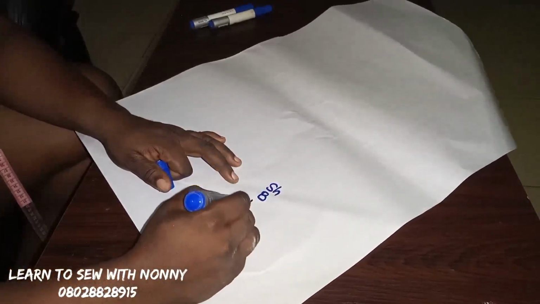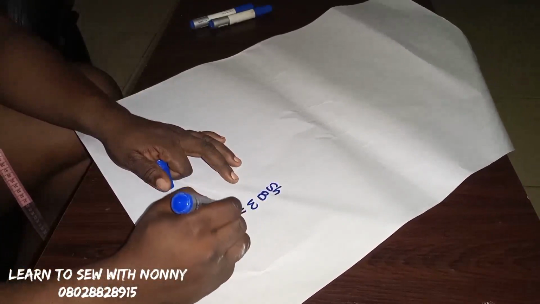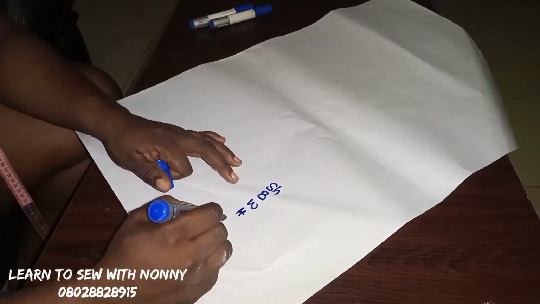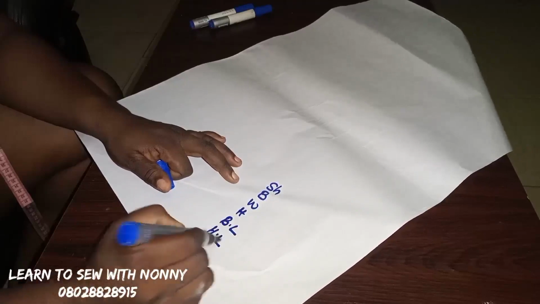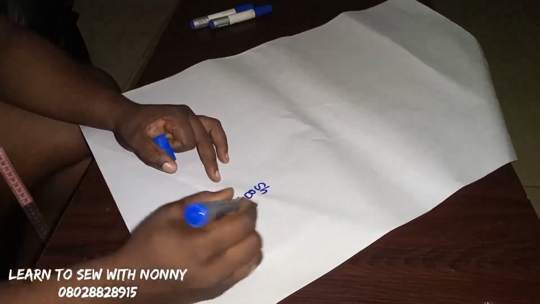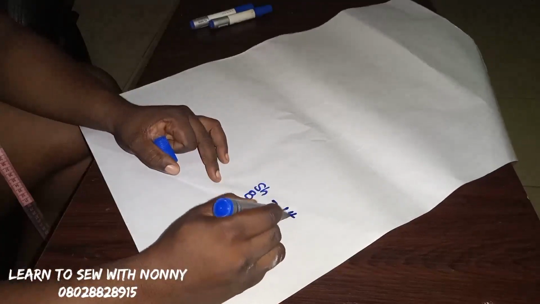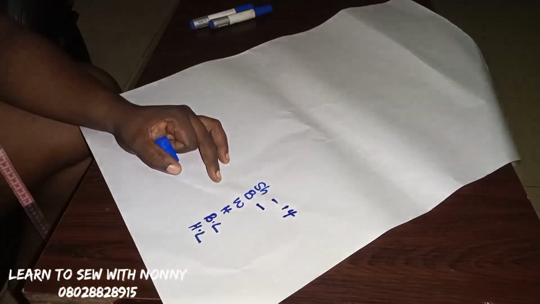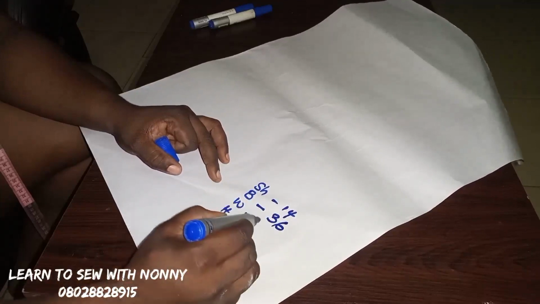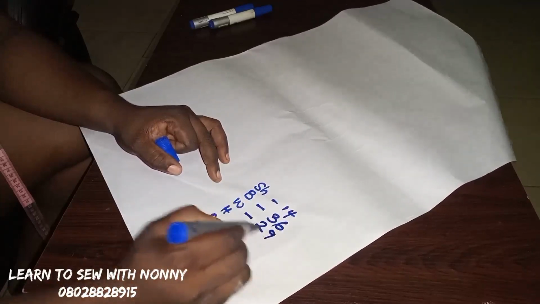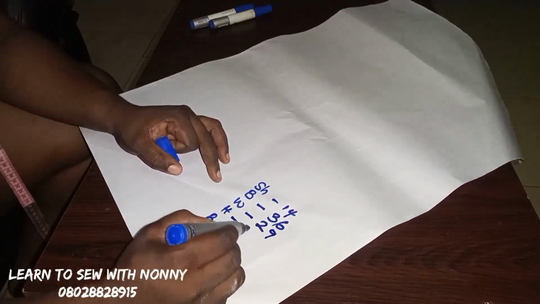Right, so for a basic bodice, you need the shoulder measurement, the bust measurement, the waist measurement, the hip measurement, the blouse length, the half length. The hip measurement you're going to take is at the length of the blouse. So wherever you want the length of the blouse to be, you take the circumference around that area, and it would serve as your hip measurement.